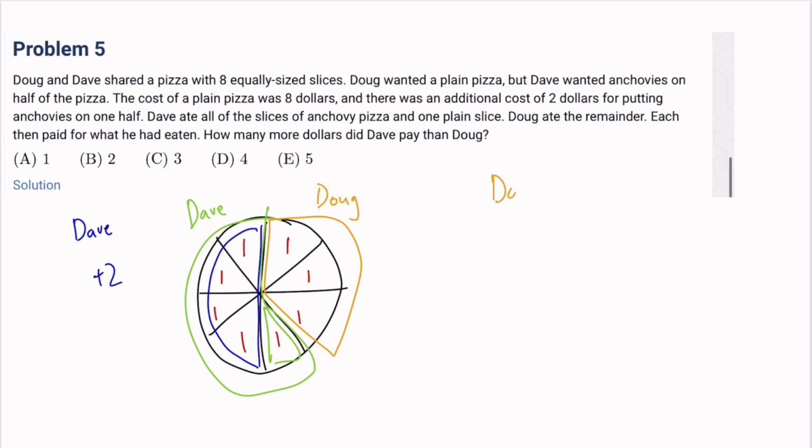So Doug paid $3, right? $3, and then Dave paid, he ate a base of $5 because 5 slices, and then plus half the pizza, so we have to do +2. So this is going to be equal to $7. So this difference is $4, it's D.